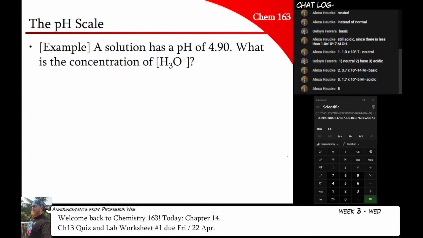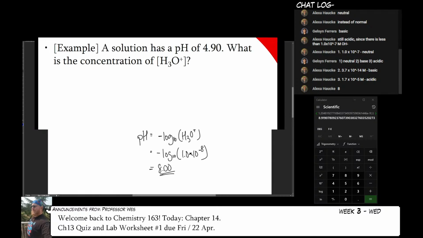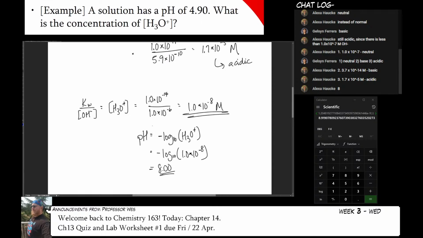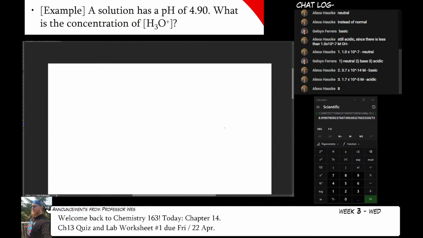What do you do if you have to go in the other direction, though? What if I gave you a pH, and I told you, tell me how much acid is in there? Well, let's go over here. How do we undo this process? The pH of something is the negative log base 10 of how much acid is in there. So the first thing I can do is move this minus over. And then I have to undo the log.